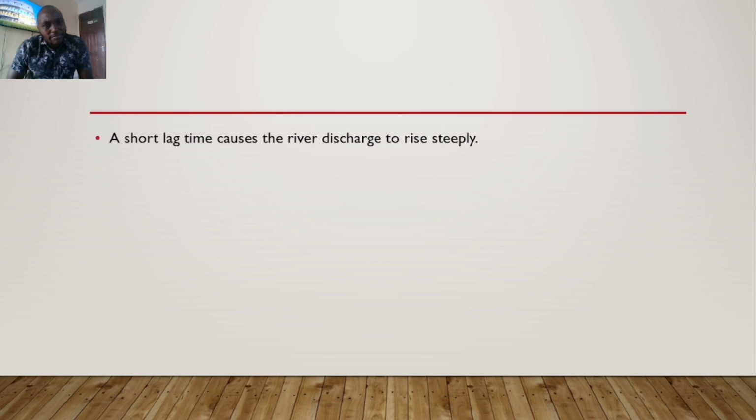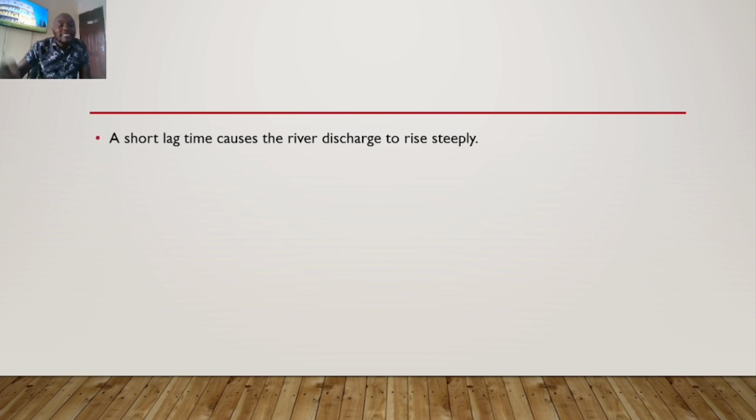A short lag time will cause the river discharge to rise steeply. Why do you think so? Think of a scenario where the time between the peak rainfall and the peak discharge is very, very short. What will be happening to the river discharge? It will rise steeply. Because when the time in between is short, the volume of water will rise steeply. I think it's so clear.